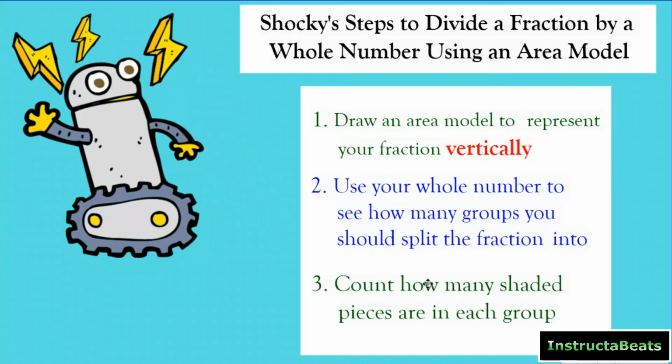And thank you. So what he just said is we're going to draw an area model to represent your fraction. We're going to split that vertically, right? So then number 2, we're going to use your whole number to see how many groups you should split the fraction into, right? I divided by 3, so I need 3 equal groups. And then our third question, what we're trying to answer is how many shaded pieces are in each group?